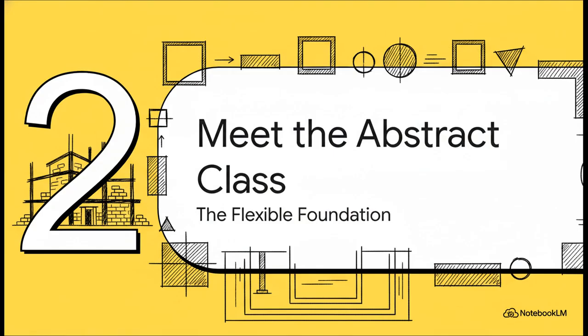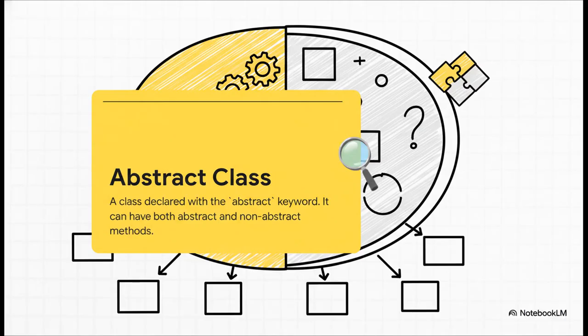If an interface is a pure empty blueprint, then an abstract class is more like a flexible foundation, a starting point that's already got some of the walls built for you. An abstract class is kind of a hybrid. You declare it with the abstract keyword, and right away you can see the big difference.